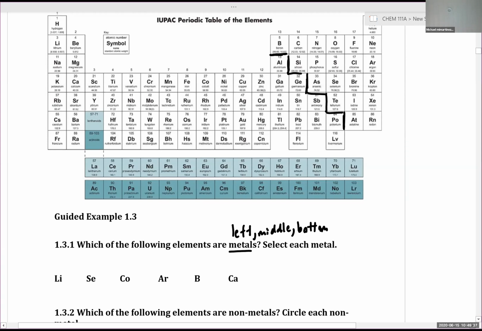Okay, so let's go through the list. Lithium, so lithium is right here. Is lithium a metal?